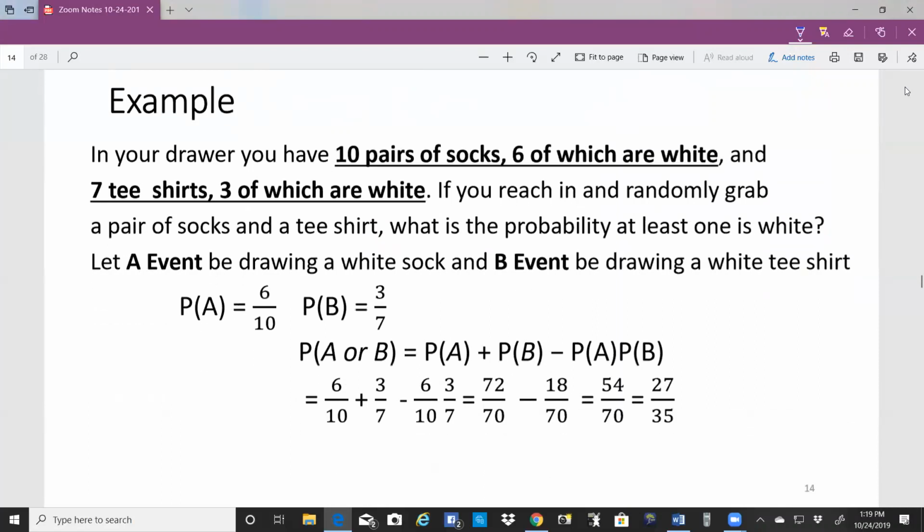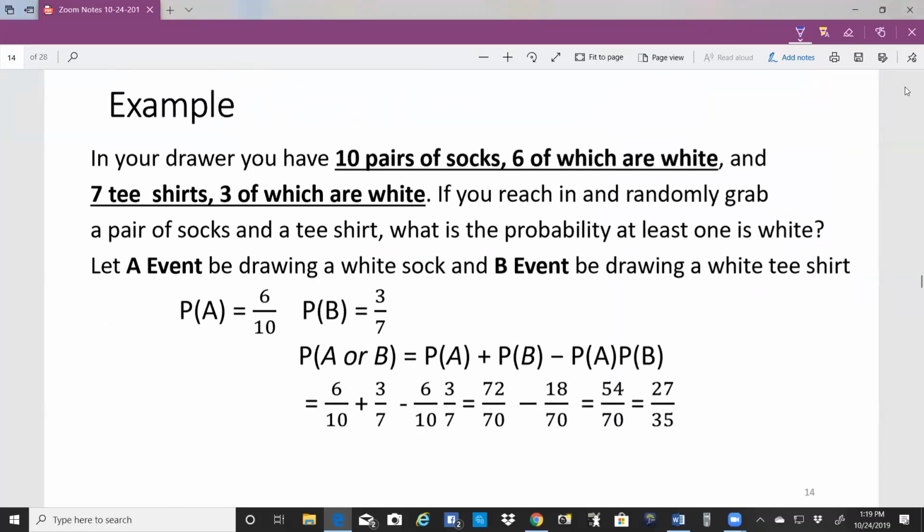Now, I'm just going to show one example here. You've got a drawer that has 10 pairs of socks, 6 of which are white, and 7 t-shirts, 3 of which are white. If you just reach in and randomly grab a pair of socks and a t-shirt, what's the probability that you have at least one white one?